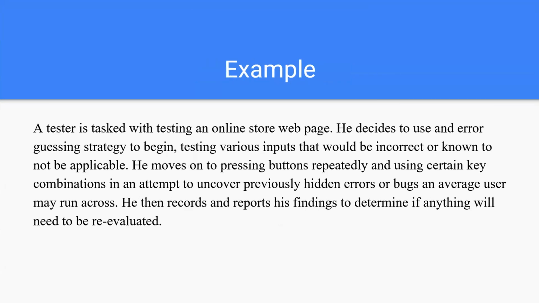And here's an example. So a tester is tasked with testing an online store web page. He decides to use error guessing strategy to begin with, testing various inputs that would be incorrect or known to not be applicable. He moves on to pressing buttons repeatedly and using certain key combinations in an attempt to uncover previously hidden errors or bugs an average user may run across. He then records and reports his findings to determine if anything will need to be reevaluated.